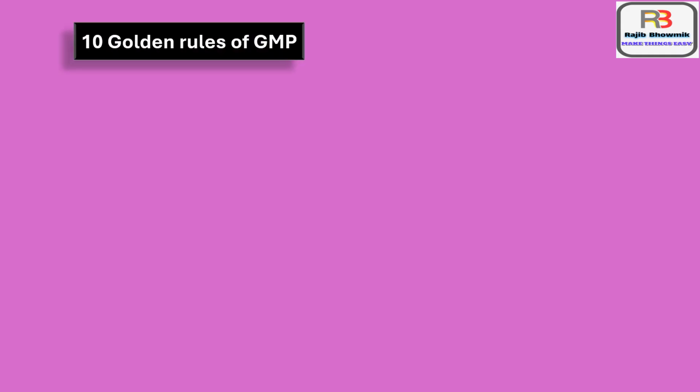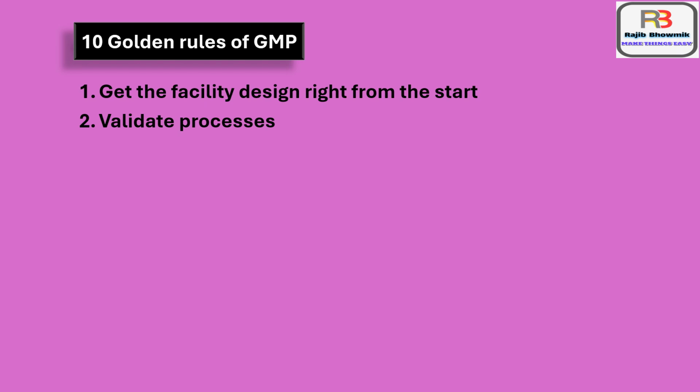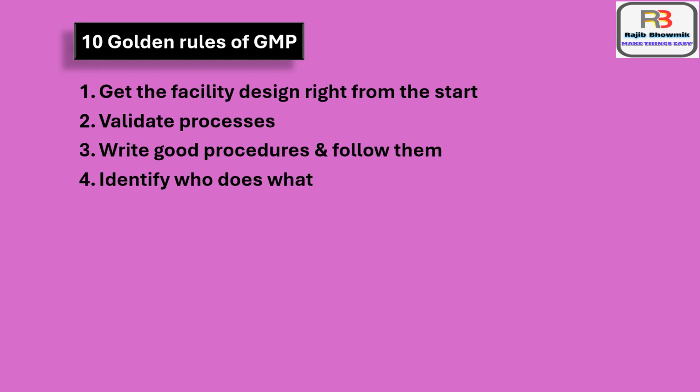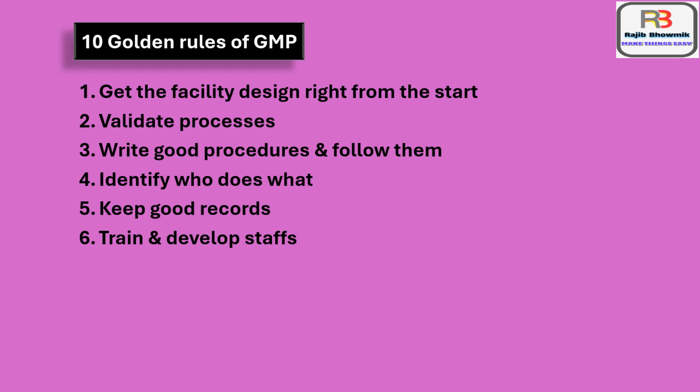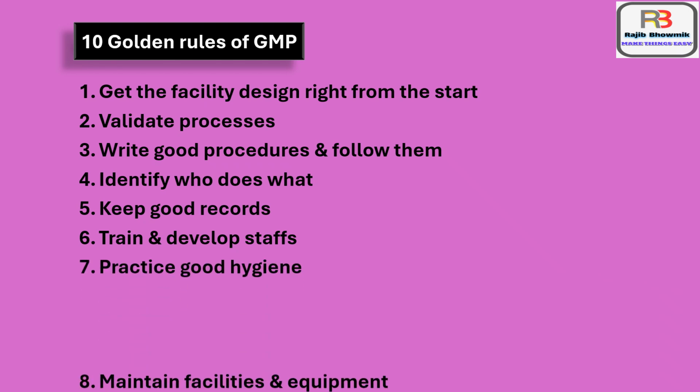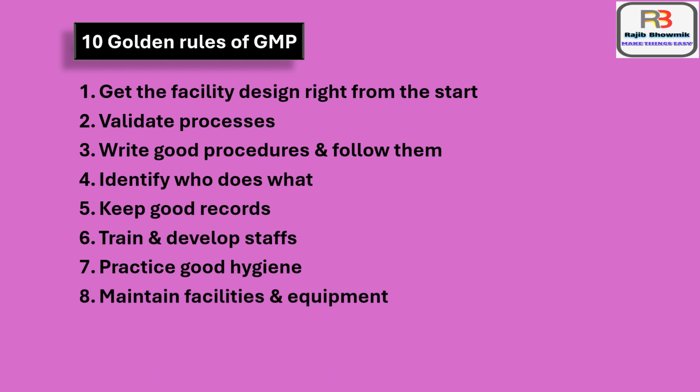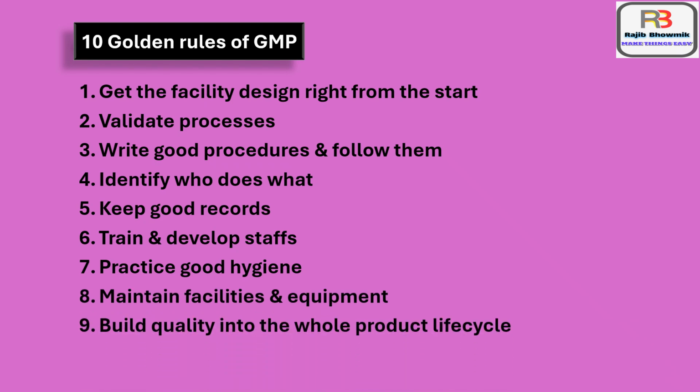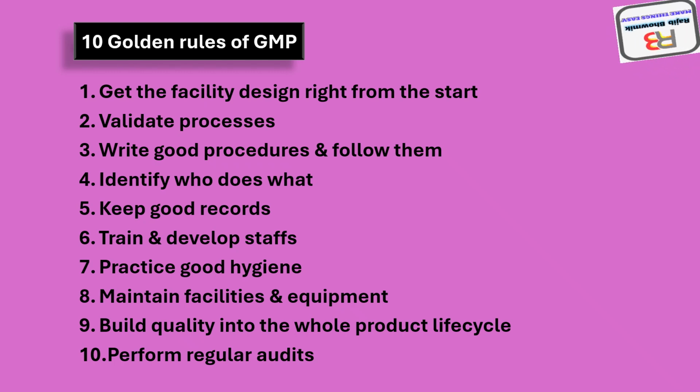Let us understand 10 golden rules of GMP. Number 1, get the facility design right from the start. Number 2, validate processes. Number 3, write good procedures and follow them. Number 4, identify who does what. Number 5, keep good records. Number 6, train and develop staffs. Number 7, practice good hygiene. Number 8, maintain facilities and equipment. Number 9, build quality into the whole product life cycle. Number 10, perform regular audits.